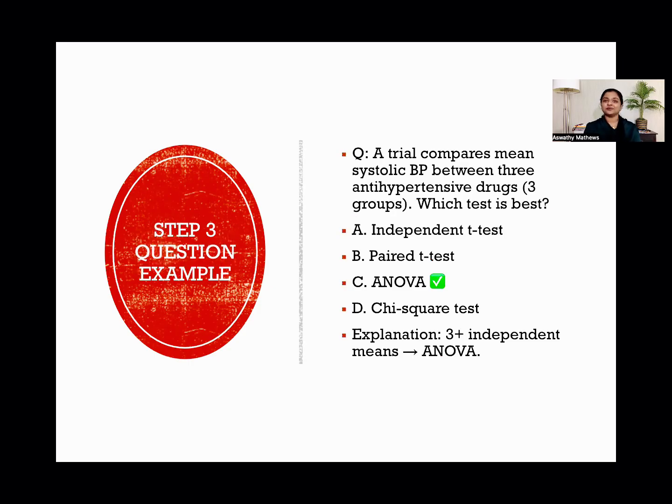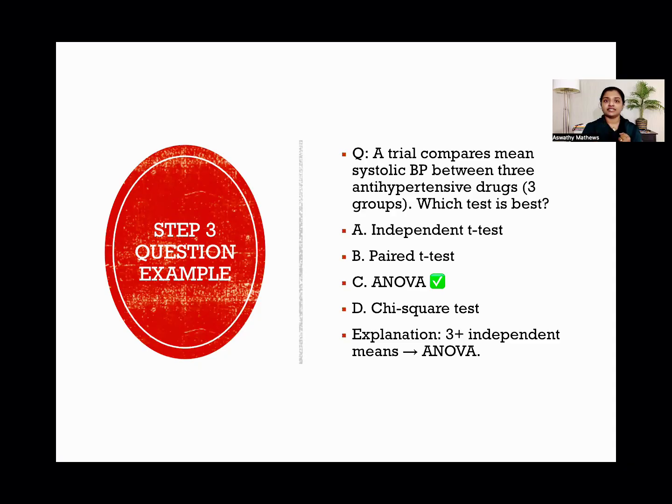Okay, now we are doing a question here. The question says a trial compares mean systolic BP between three antihypertensive drugs, three groups. Which test is best? For considering three groups, we have the independent t-test option. Where will we use an independent t-test? When we are taking two groups. Here we have three groups, so we cannot go for option A.